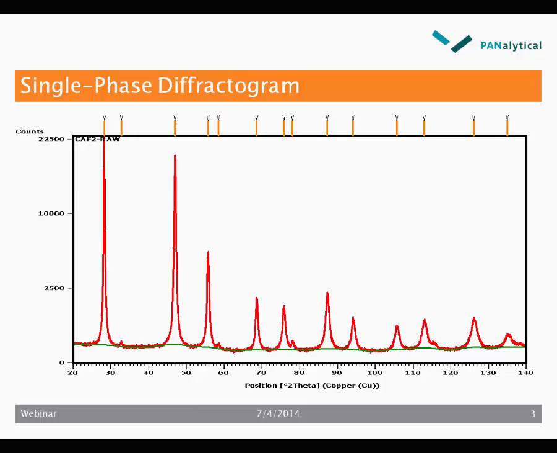Here is a diffractogram of a single phase. You see the measured scan in red and the background line in olive color. The high-intensity peaks of the scan are characteristic for this phase. The detected peak positions are indicated by the lines on top of the diagram.